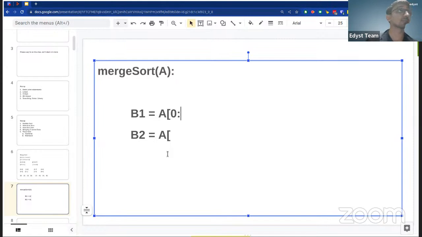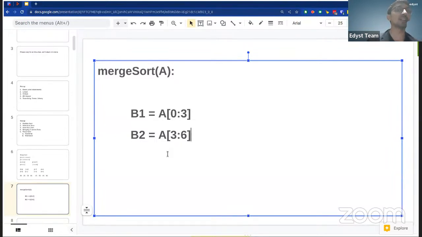0 to 3. Okay, because index 0, 1, 2 should be there. Here there should be 3 to 6, because you want indexes 3, 4, 5. Is there a 6 index? No. Why? Size of the array is 6, so the maximum index you are going to have is 5. 0 to n minus 1. This is for size 6.